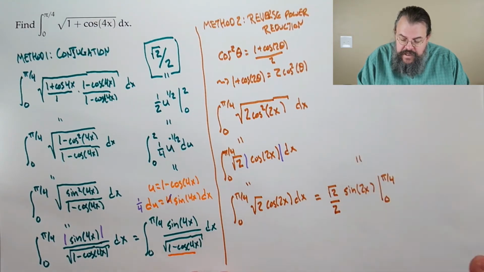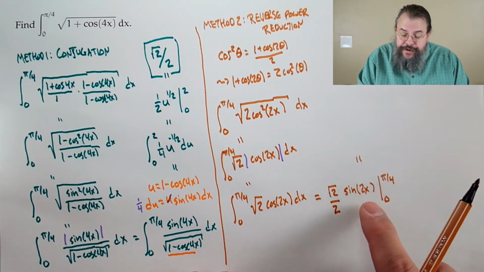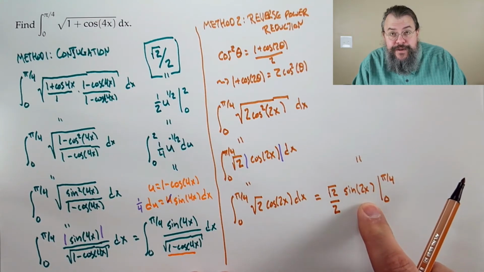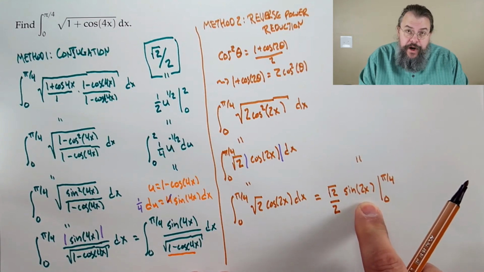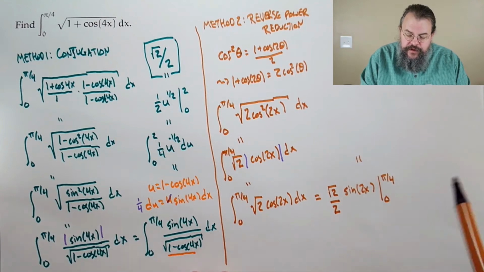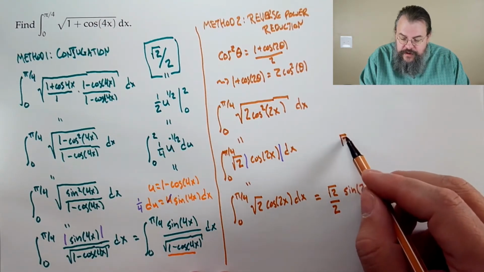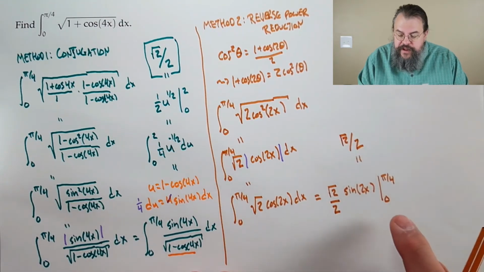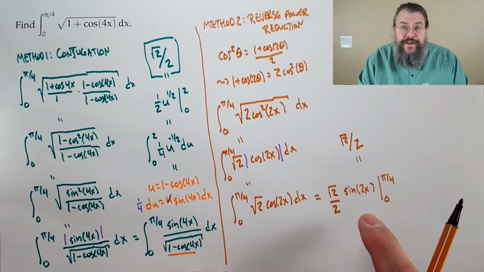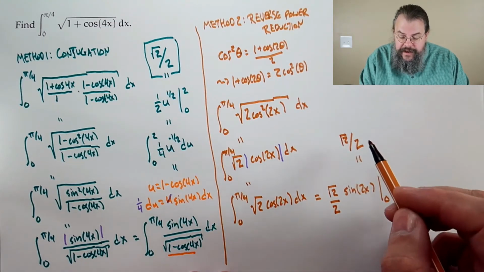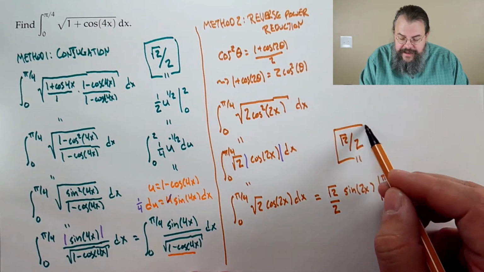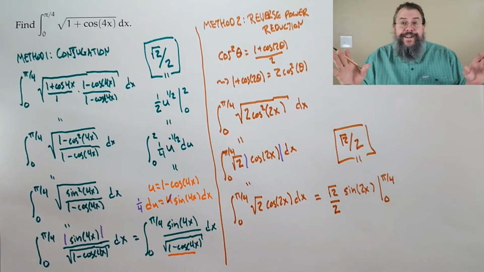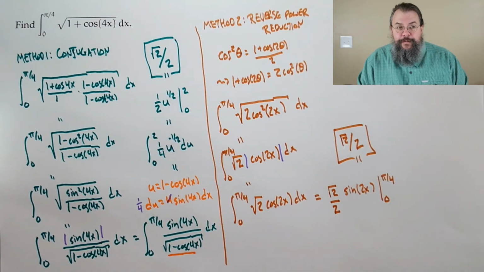Well, plug in pi over 4. 2 times pi over 4 is pi over 2. Sine of pi over 2 is 1 times root 2 over 2. So you get a root 2 over 2. Ooh, promising. Plug in 0. Sine of 0 is 0, so that goes away. Aha! Exactly the same answer we had before.